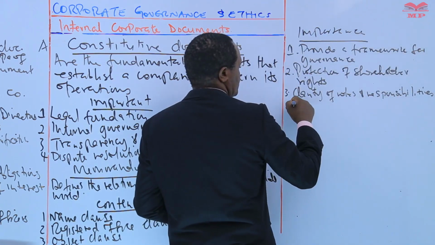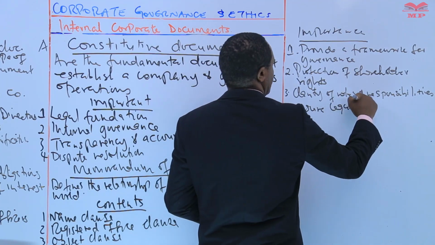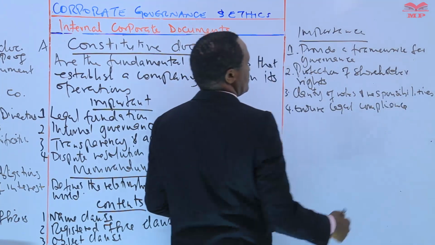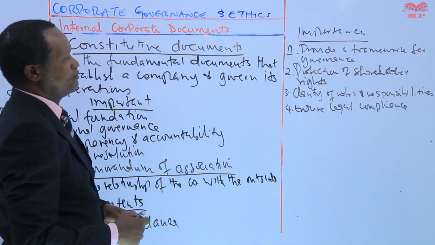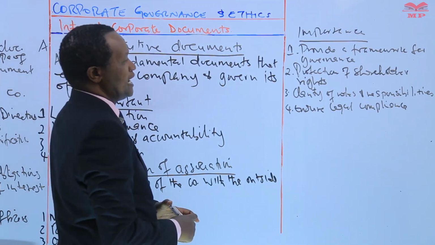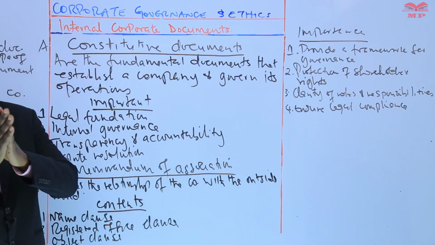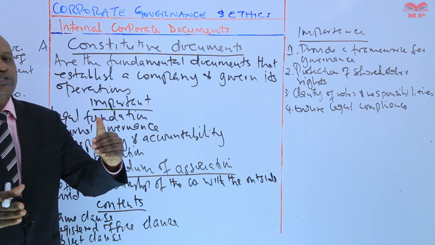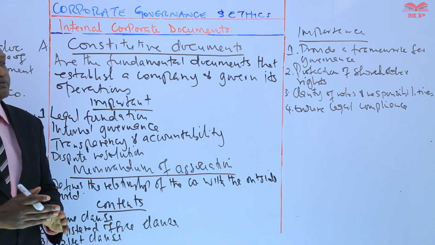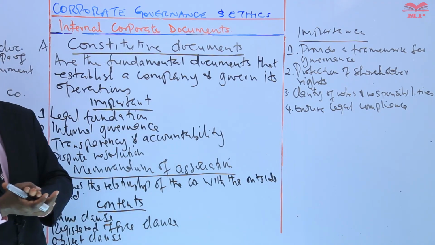Four, ensure legal compliance. The purpose for having bylaws is to ensure that the company complies with rules and regulations. They help the company comply with applicable laws and regulations. So these are four reasons why bylaws are important.